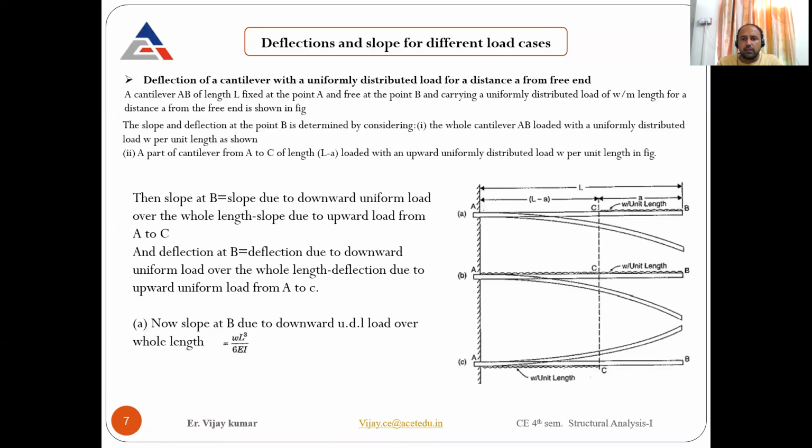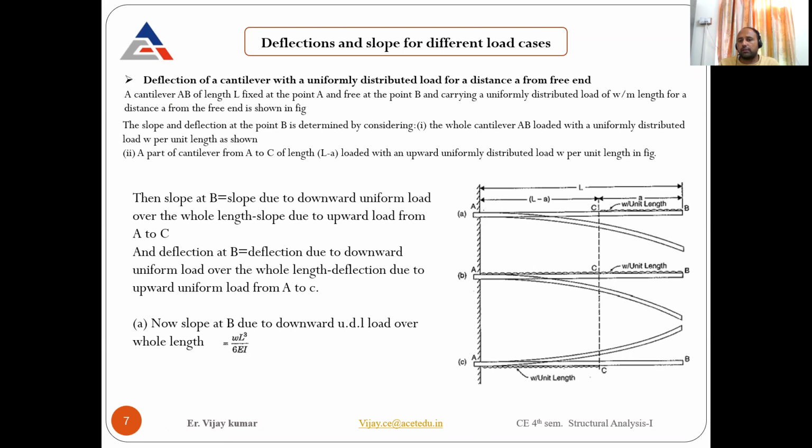Next case is when the UDL is at a distance of A from the B end. In that case, I'm just going to explain the things that are very important. Otherwise, everything is mentioned here, so I'm not going to explain that. What I'm going to explain is this diagram, which is very, very important.